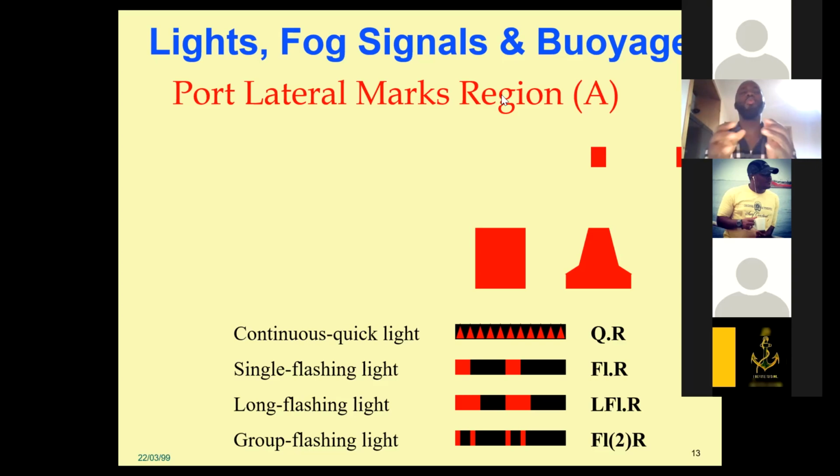Thank you very much. One more question. So let's see it as it is now, which is region A. What can be different in region B?